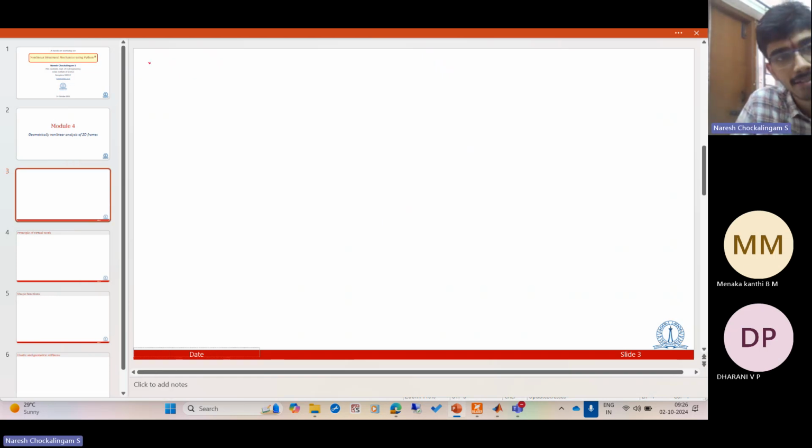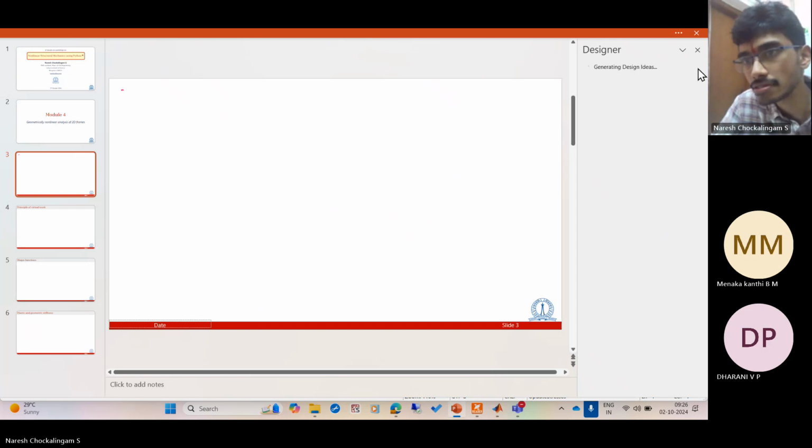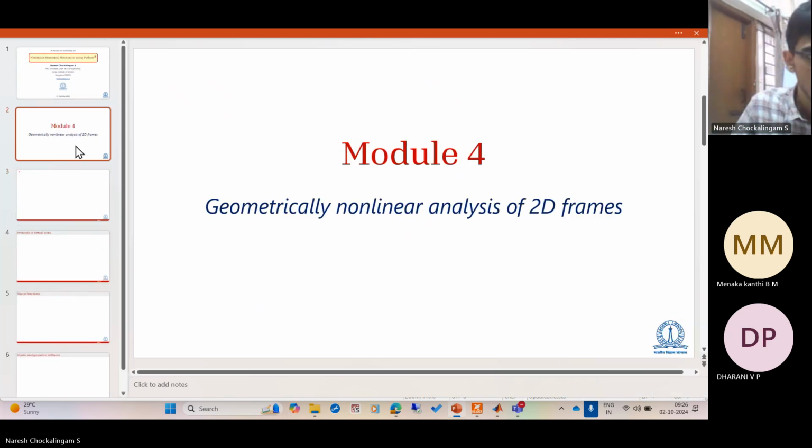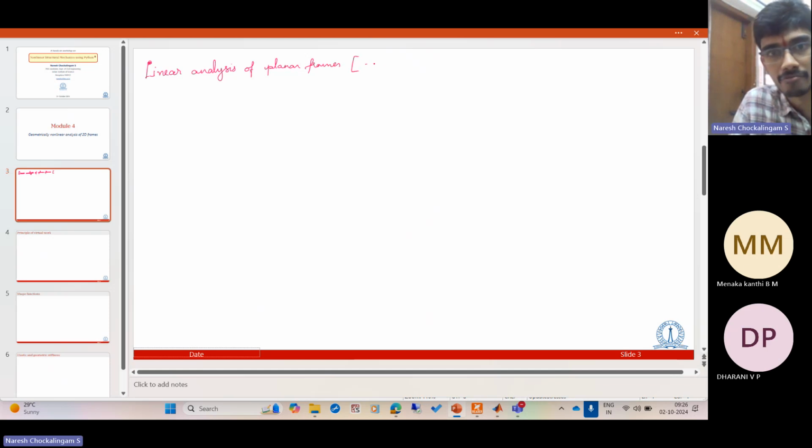We have seen the analysis. We already have the code for linear analysis of frames. And that has got a certain framework that you know. It has got assembly, enforcing boundary conditions, solution, and post-processing. And we have the code for the iterative solver.